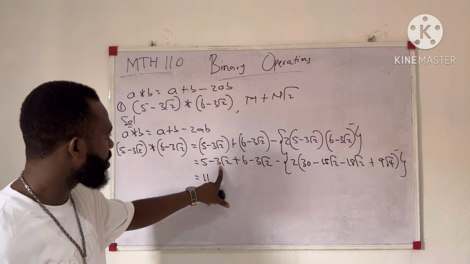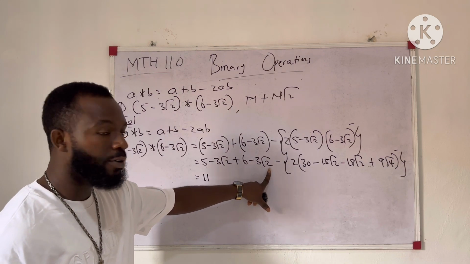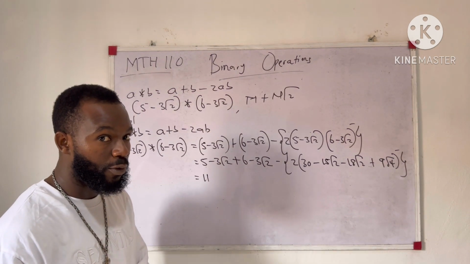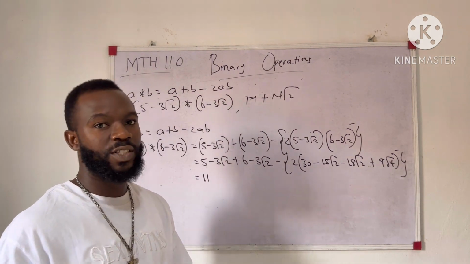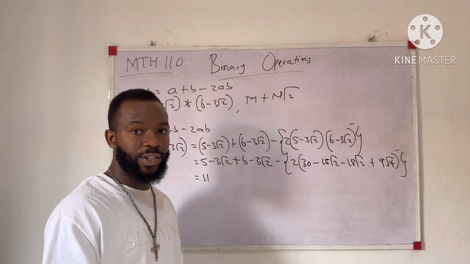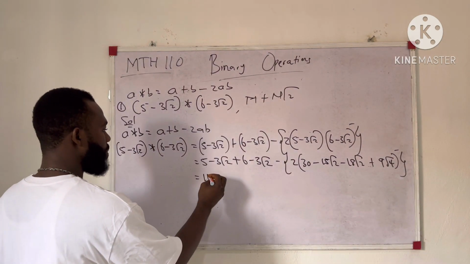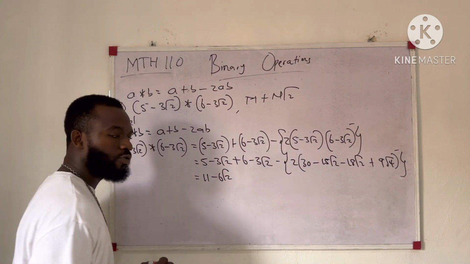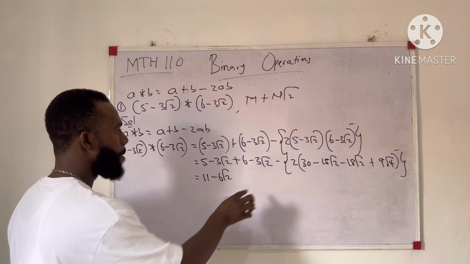Now, I have minus 3 root 2. I have minus 3 root 2. Both of them have the same roots. So because both numbers have the same roots, I can simply say minus 3 minus 3, and minus 3 minus 3 gives us minus 6. So our answer becomes minus 6 root 2.